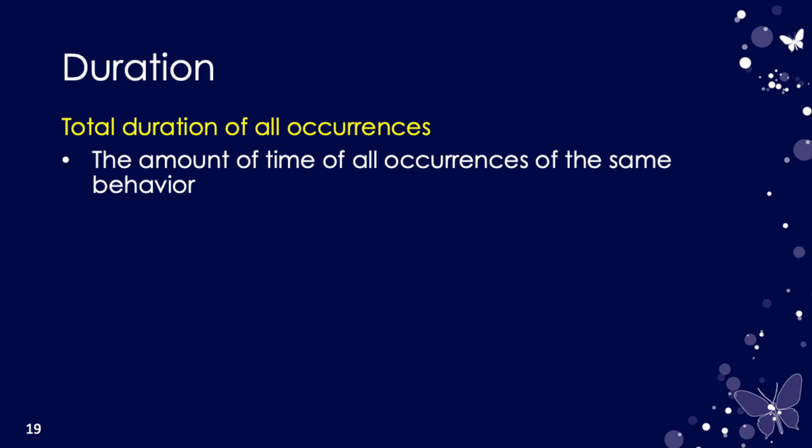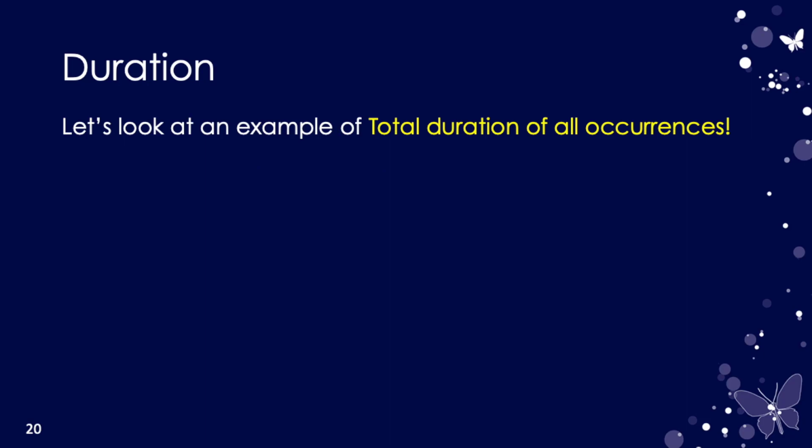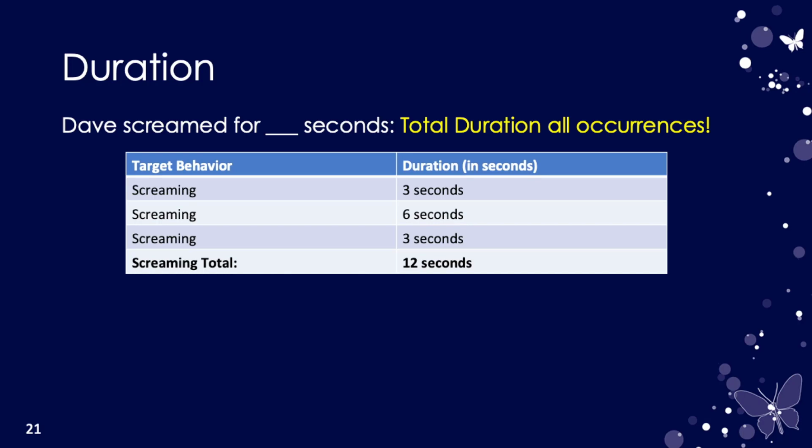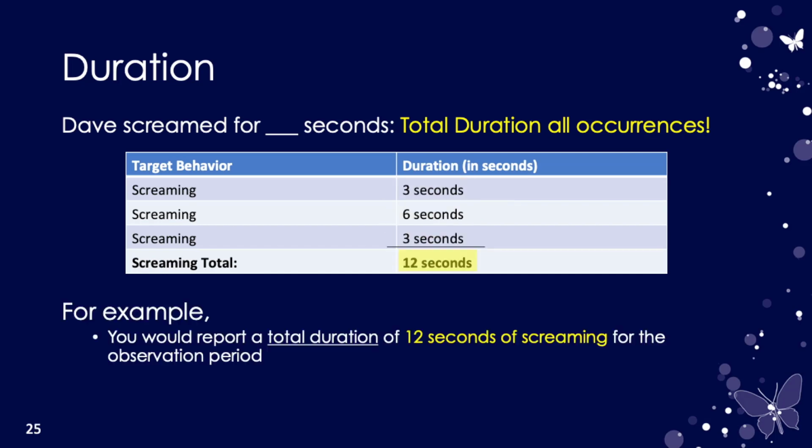Next, we're going to go over total duration of all occurrences. Total duration of all occurrences means the amount of time of all occurrences of the same behavior. Let's look at an example. In this example, we are measuring the duration of each occurrence of Dave screaming. However, to get the total duration of all occurrences, we would add each instance. We would do this by adding 3, plus 6, plus 3, which will give you the total of 12 seconds. You would report the total duration of screaming as 12 seconds for the observation period.